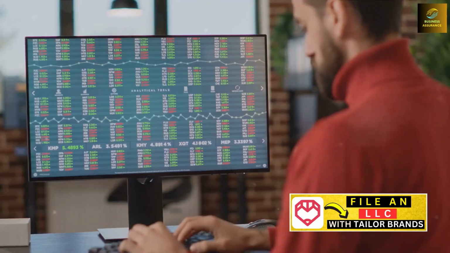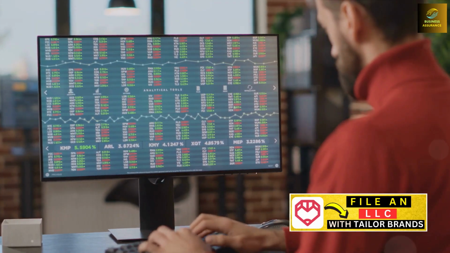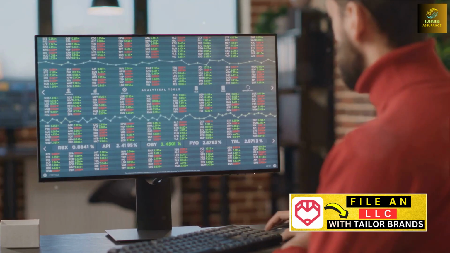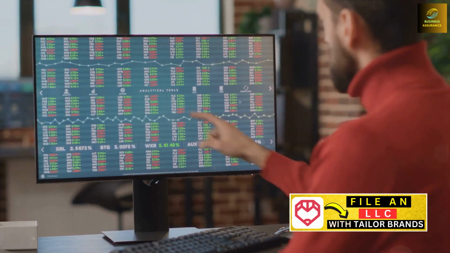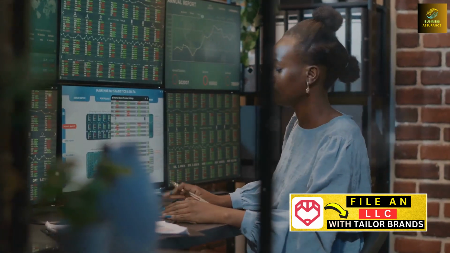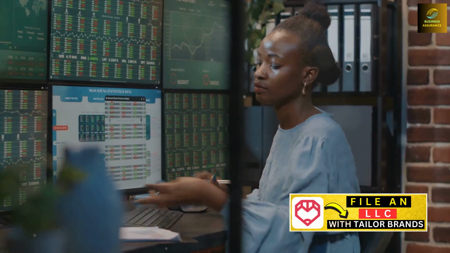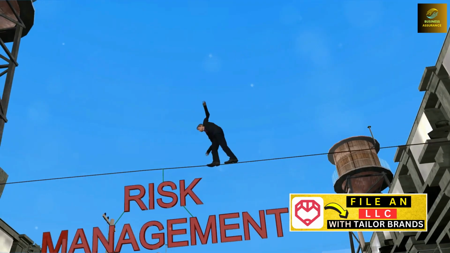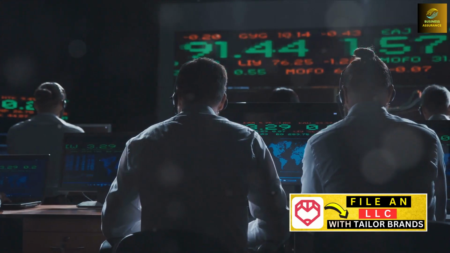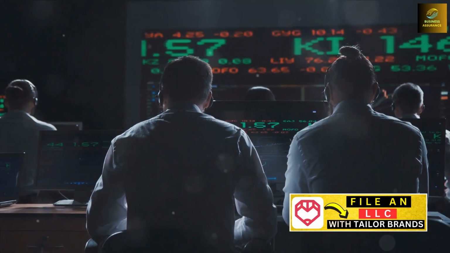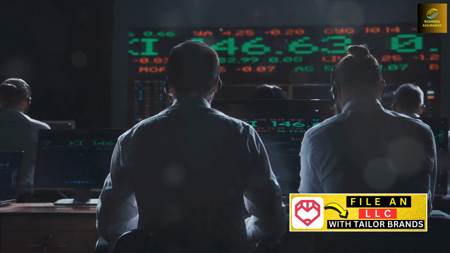Next, explore trading strategies. Some traders prefer technical analysis, using charts and mathematical indicators to predict future price movements. Others favor fundamental analysis, focusing on economic data and news events. Many use a combination of both. There's no one-size-fits-all approach, so find a strategy that aligns with your goals, risk tolerance, and available time.